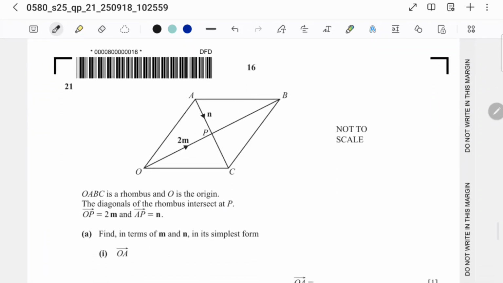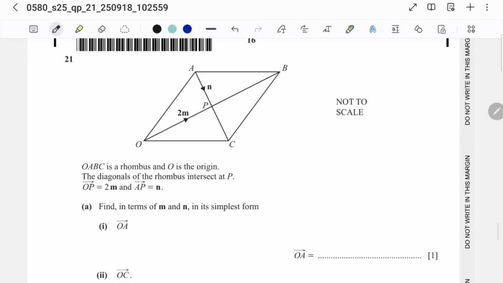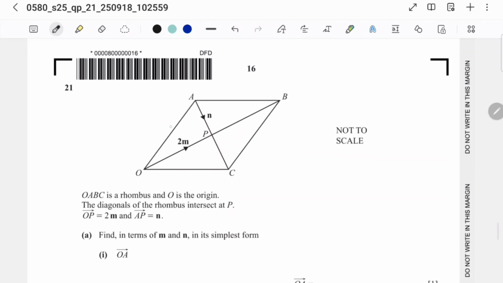Question number 21, vectors question. OABC is a rhombus. Rhombus means all sides equal. O is the origin, and the diagonals of the rhombus intersect at P. Alright, so that's the center of both diagonals. Okay, OP is 2m and AP is n, given in the question. So here find in terms of m and n in its simplest form. Okay, so OA is required.